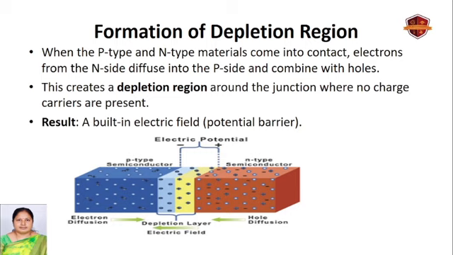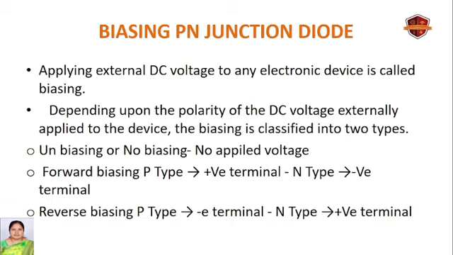When the P-type and N-type materials come into contact, the electrons from the N side diffuse into the P side and combine with the holes. This creates a depletion region around the junction where no charge carriers are present.